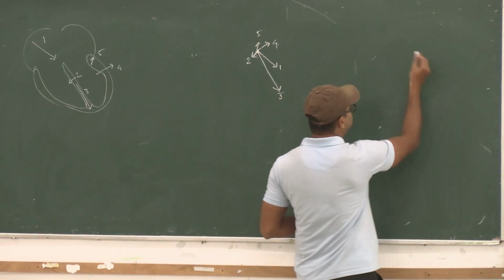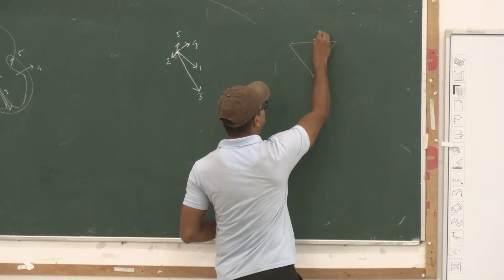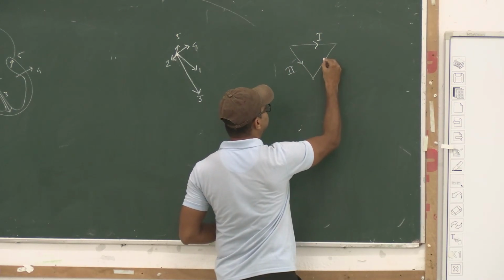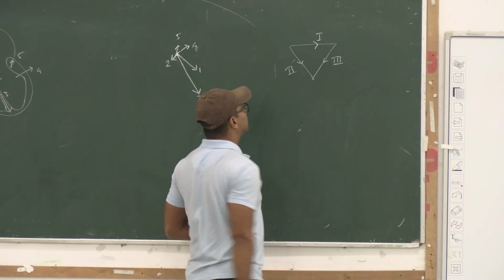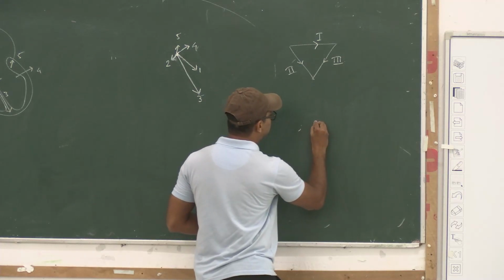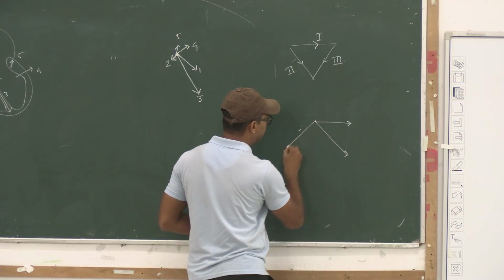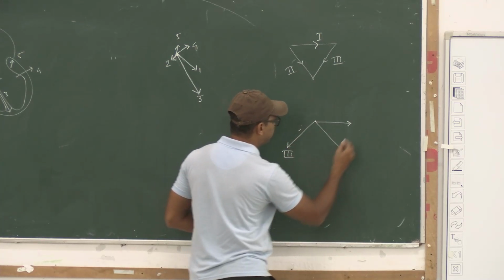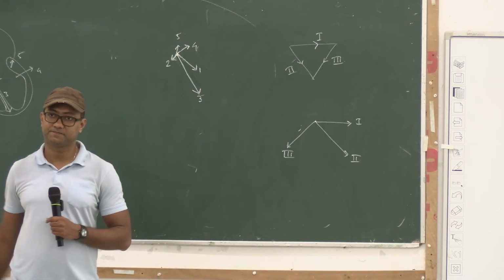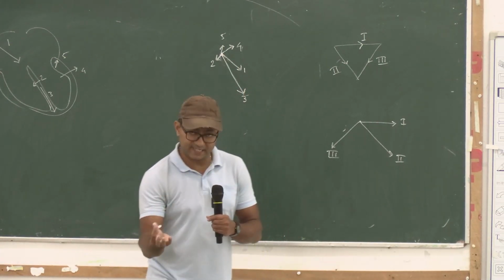So in the triangle, here is your lead 1, here is your lead 2, and here is your lead 3. But I will start from a single point, right? So here is lead 1, here is lead 2, here is lead 3. Clear? Now let us also draw the direction of the augmented leads.